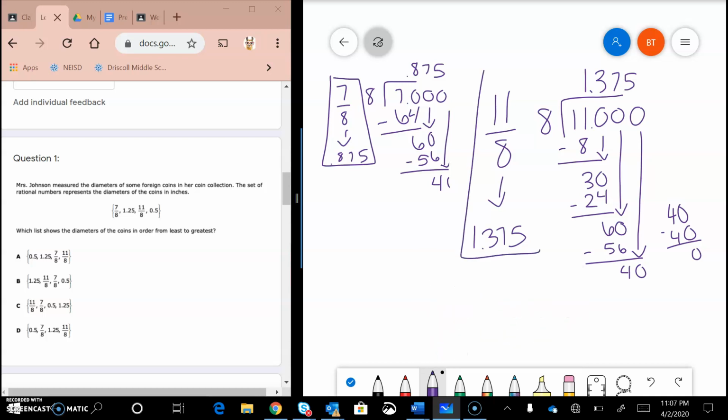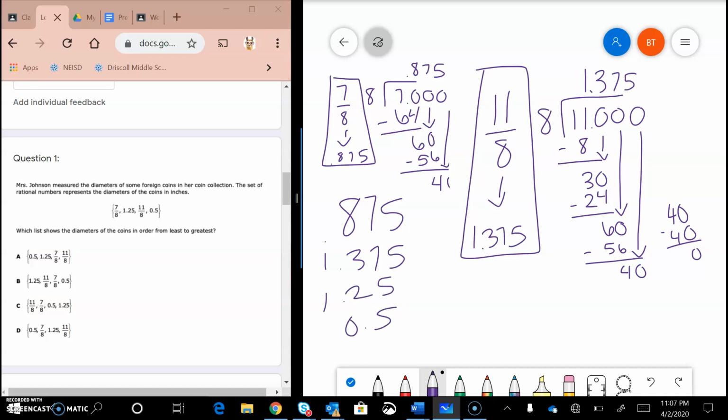So we know that 7/8 converts to 0.875 and 11/8 converts to 1.375. Now that I've converted them all to the same format is when I can go back and try to solve my problem. So I have 0.875, 1.375, 1.25, and 0.5. My problem tells me to put it in order from least to greatest. So obviously 0.5 is going to be my least, 0.875 will be the next in line, 1.25 will be next, and then last comes 1.375.